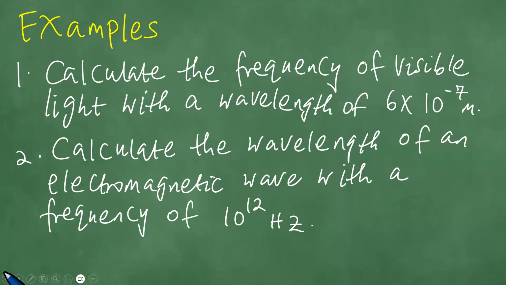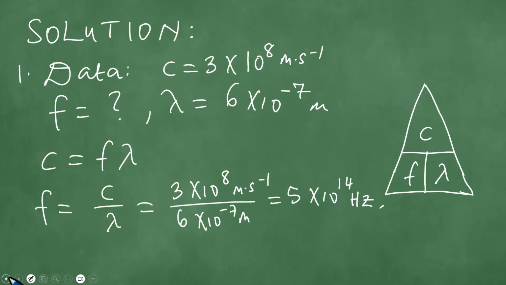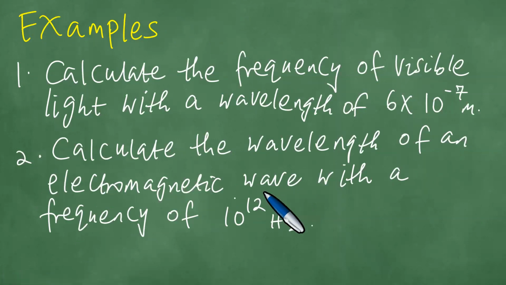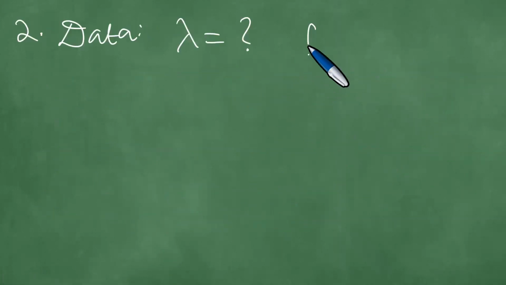Okay, so yeah, we actually get these finished up. So now let's do number 2, but we want to calculate the wavelength. So we're looking for lambda. So lambda equals a question mark. And then we want to find the wavelength of an electromagnetic wave with a frequency of this much. So the frequency is 10 to the power 12 hertz.